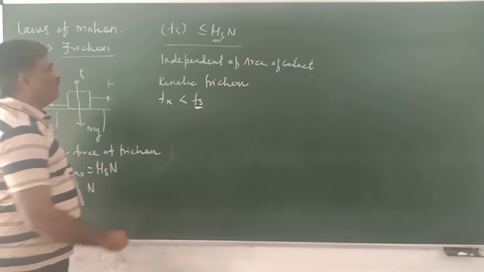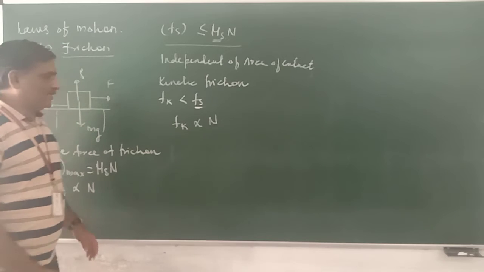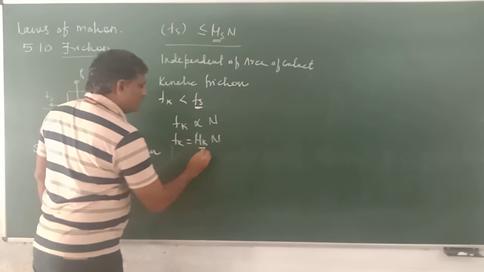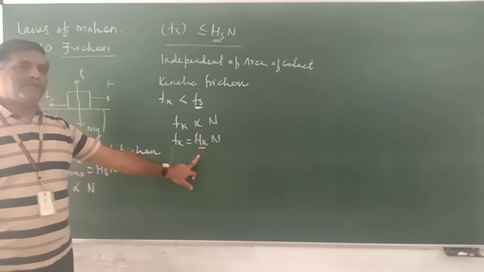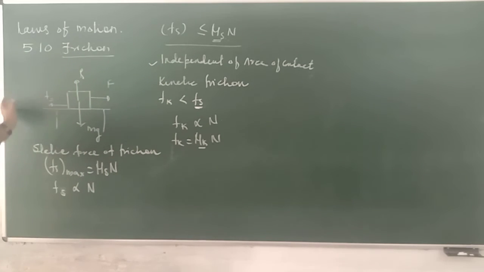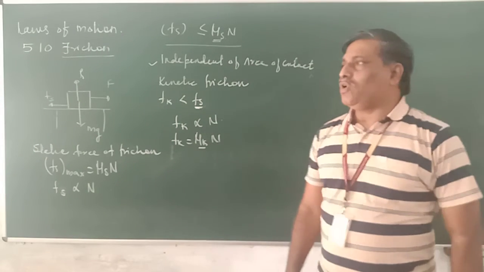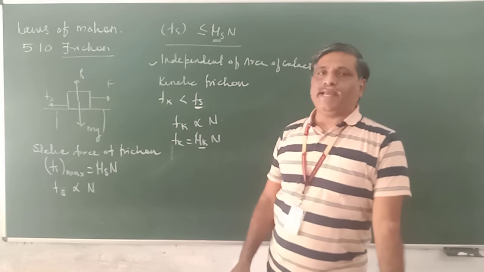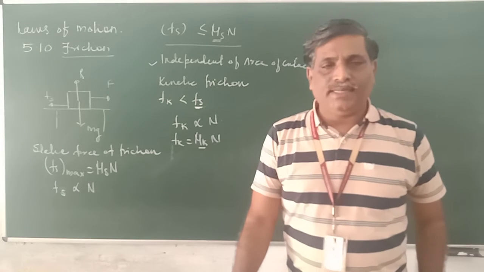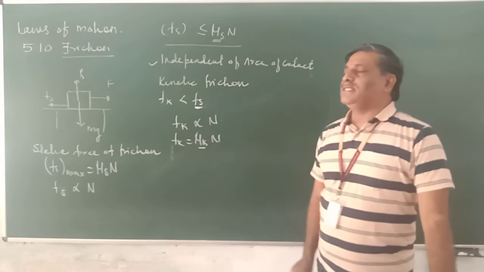But the rule for kinetic friction is again that Fk is directly proportional to the normal reaction. Fk is equal to mu k N. This mu k is called the coefficient of kinetic friction. This is again independent of area. Kinetic friction depends upon the nature of the surfaces in contact. It is independent of the velocity of the body. It is also not dependent on the velocity of the body. This is kinetic friction.